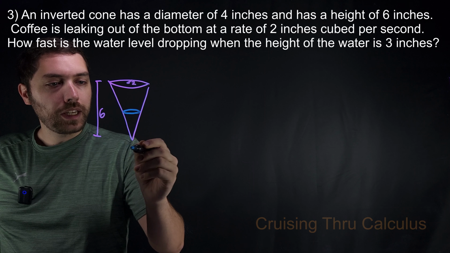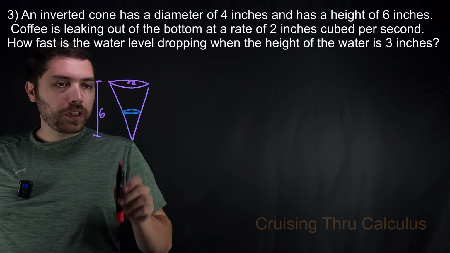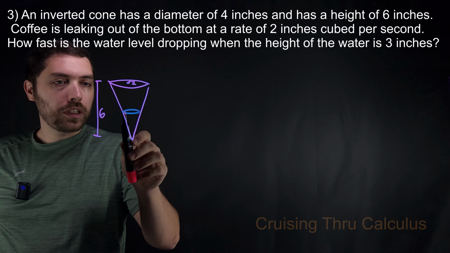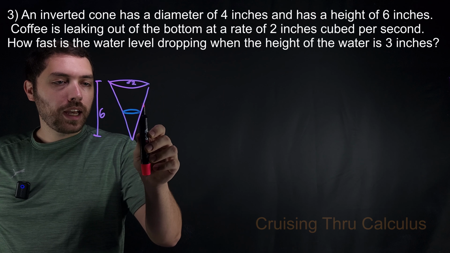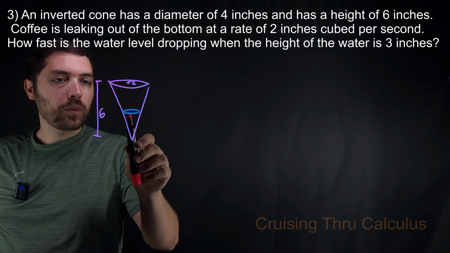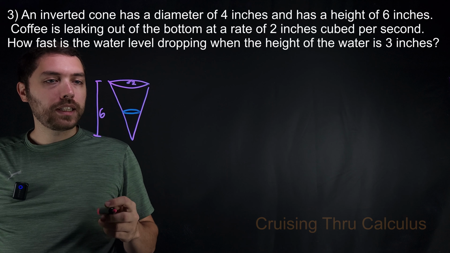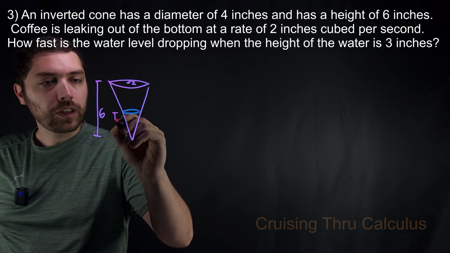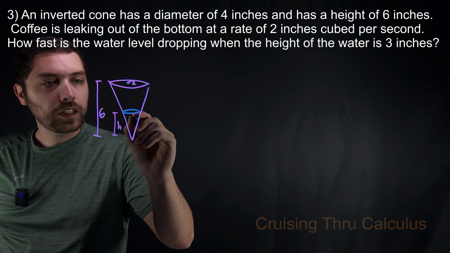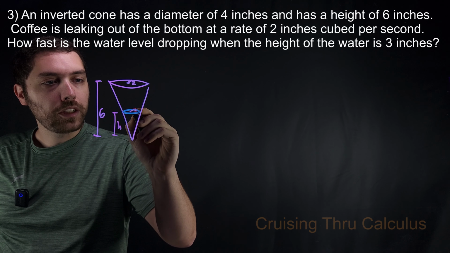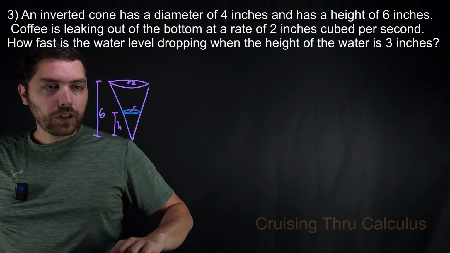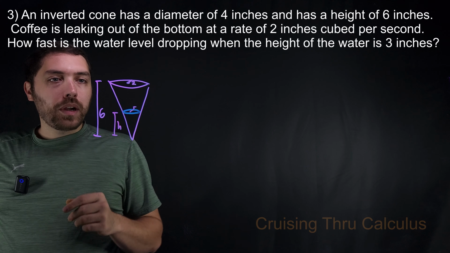And the coffee is leaking out of the bottom. So that means that the coffee is changing here. It's changing the height and it's changing the radius of the coffee as the coffee leaks out. So let's call the height of our coffee h because that's going to be changing. And then let's call the radius of our coffee r because that is also going to be changing.